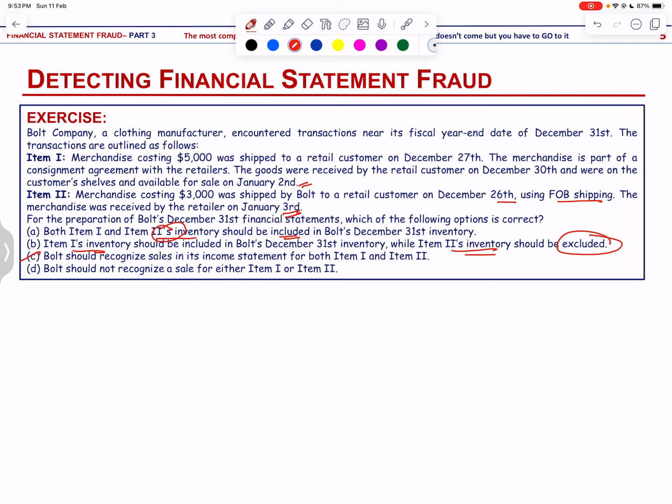Let us move on to number C. Bolt should recognize sales in its income statement for both item 1 and item 2. So option C is also incorrect because the goods sent on consignment are still considered as part of Bolt's inventory until they are sold by the consignee. And finally, option D, Bolt should not recognize a sale for either item 1 or item 2. And option D is also incorrect because item 2 inventory has been sold based on FOB shipping terms.